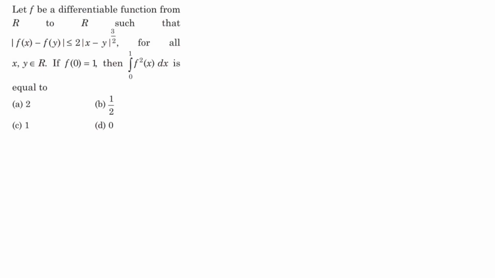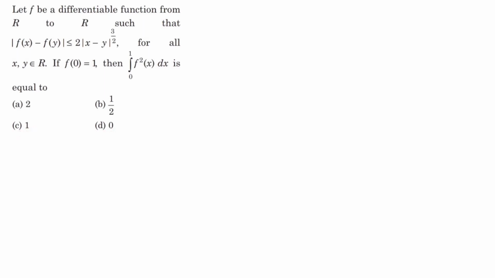Hey everyone, in this video we are going to solve a question from IIT JEE Main 2019. Let f be a differentiable function from R to R such that mod of f of x minus f of y is less than or equal to k times mod of x minus y raised to 3 by 2 for all x, y in R. If f of 0 is equal to 1, then the integral from 0 to 1 of f square of x dx is equal to, the options are 2, 1 by 2, 1 and 0.